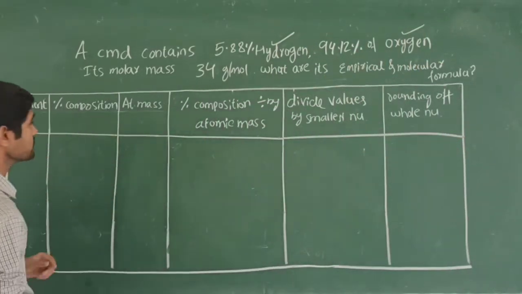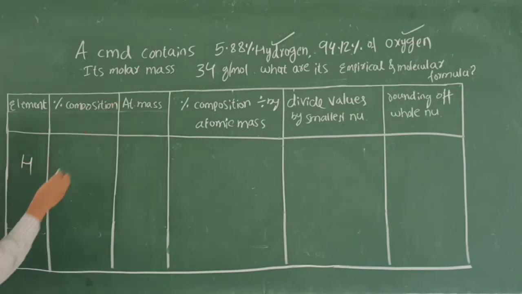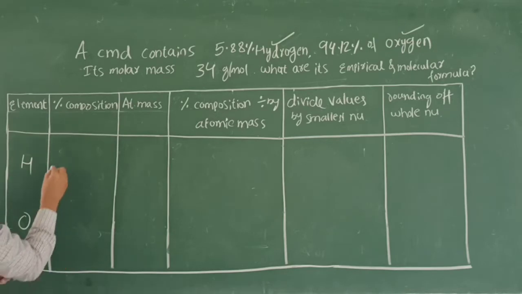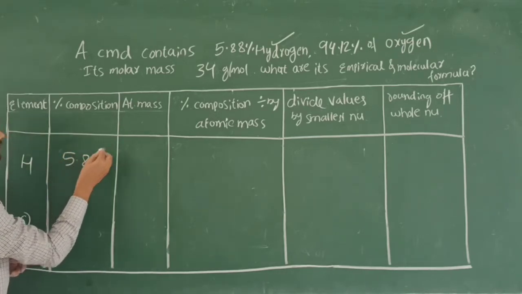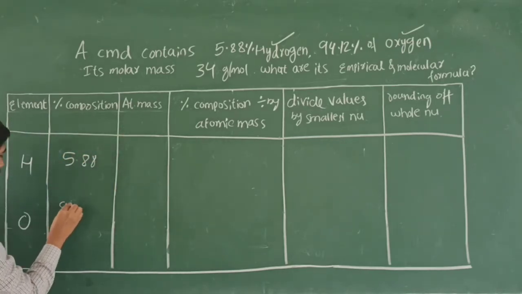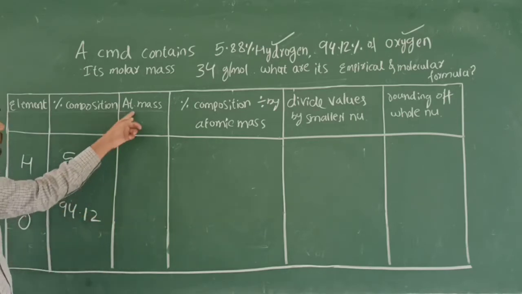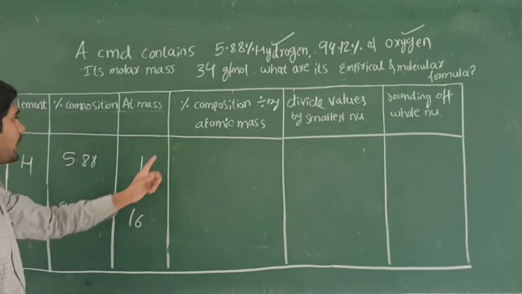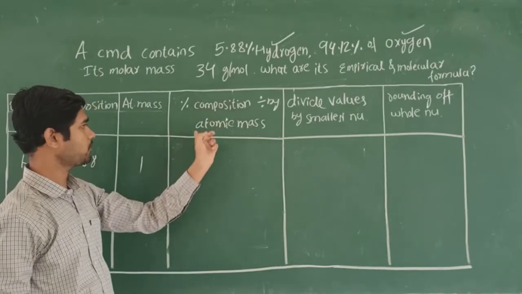So what are the elements here? Hydrogen element and oxygen element, right? Hydrogen has the percentage composition 5.88, and oxygen has 94.12%. You know the atomic mass of hydrogen is 1 and oxygen is 16, and the next process is percentage composition divided by its atomic mass.